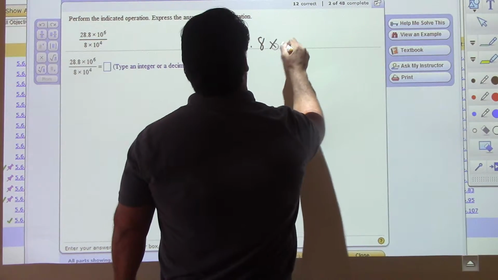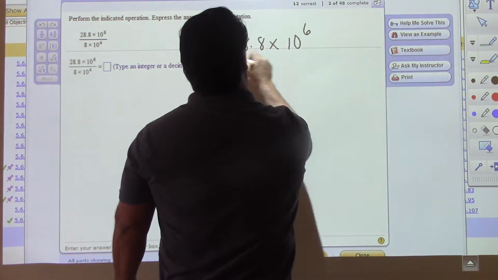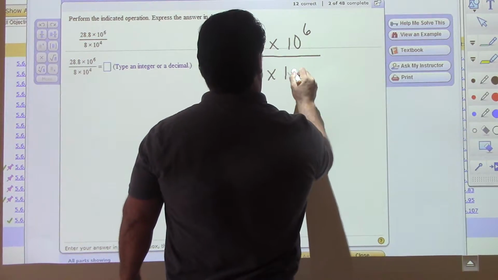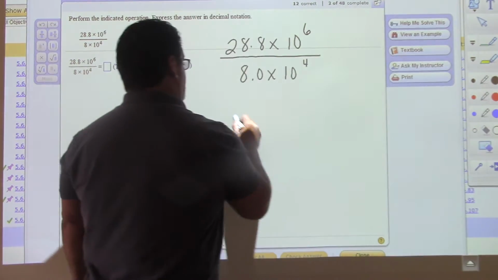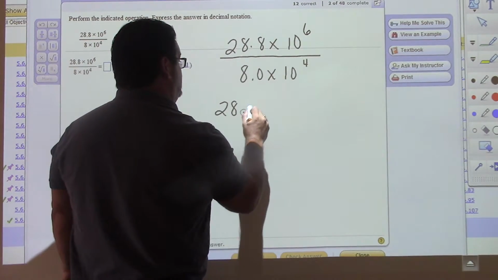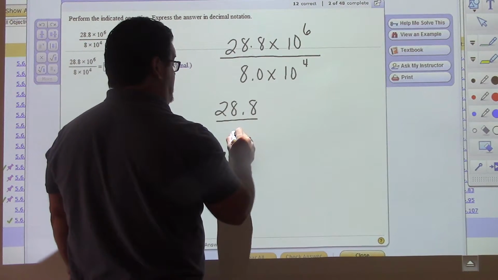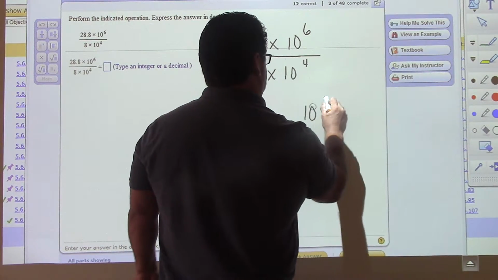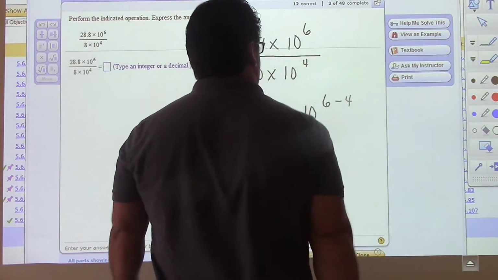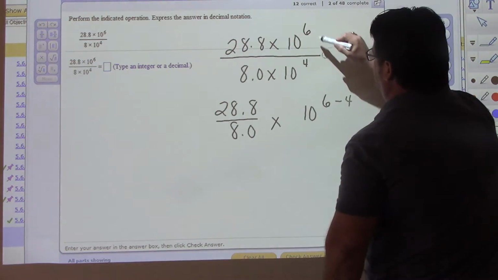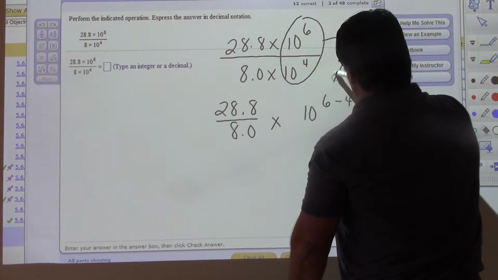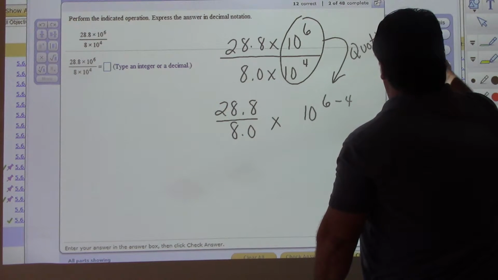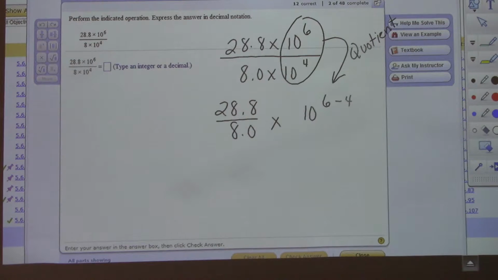28.8 times 10 to the 6th divided by 8 times 10 to the 4th. So that's going to be 28.8. No, you do not need a calculator. Times 10 to the 6 minus 4. What rule are we using right there? Starts with a Q. Quotient rule. That's what I want to hear. Quotient rule.